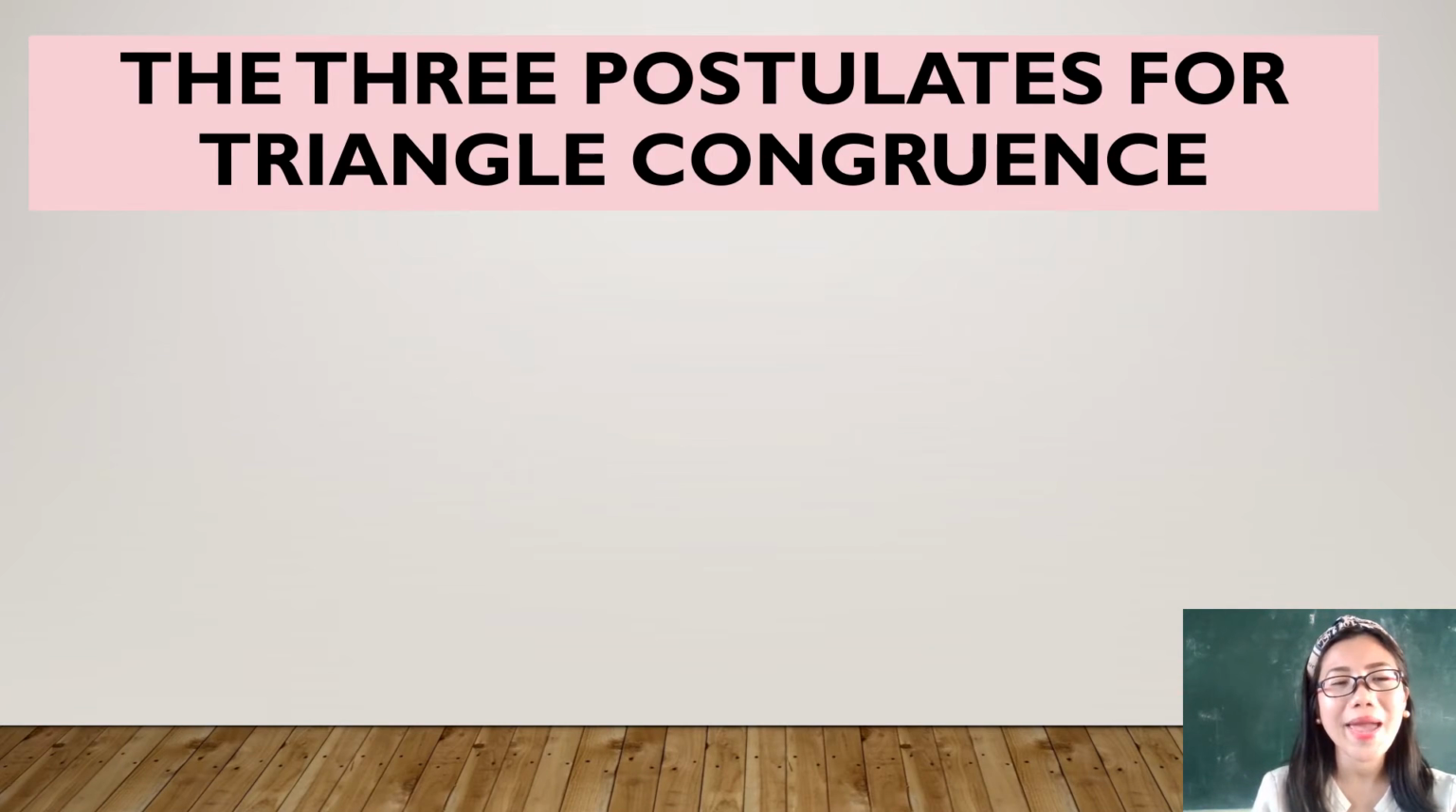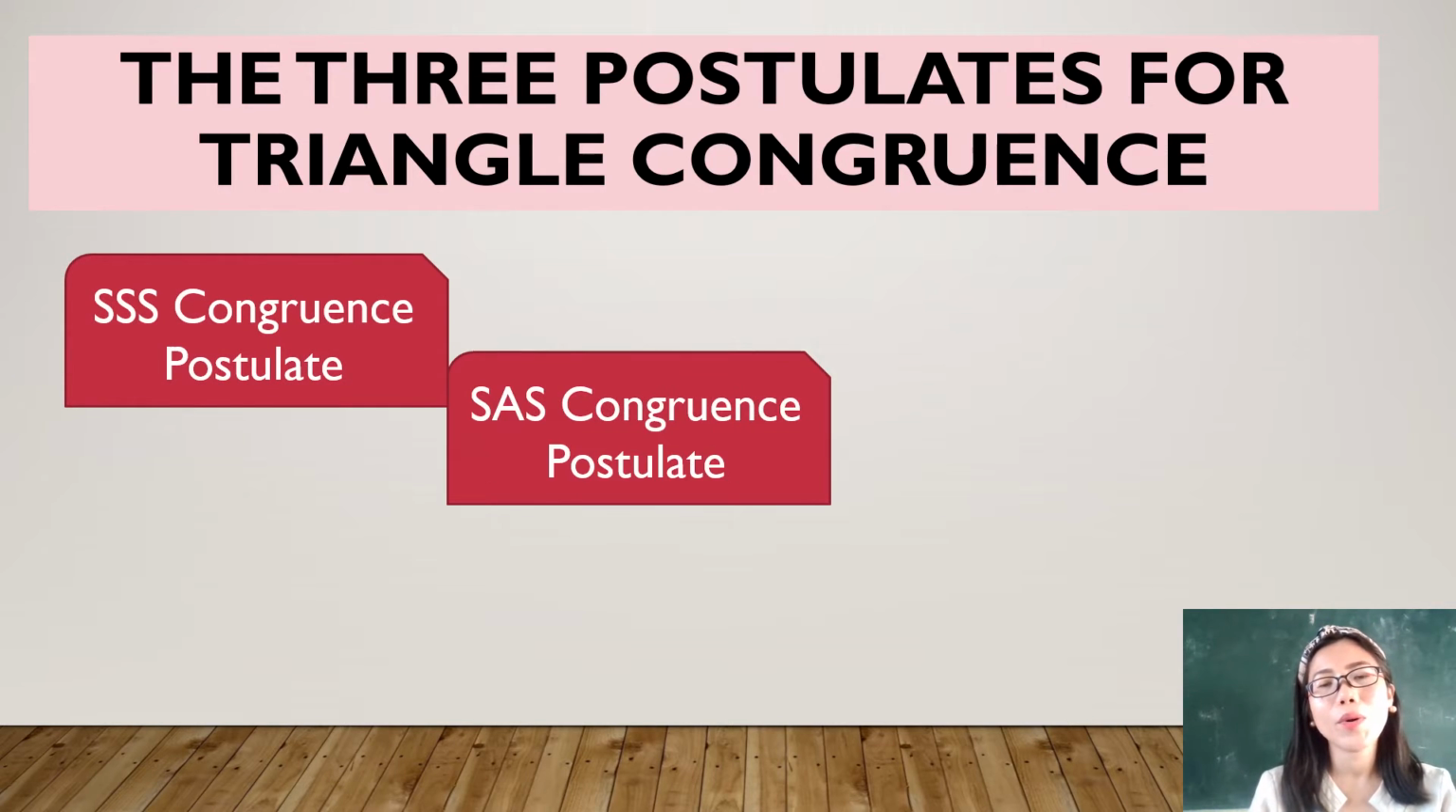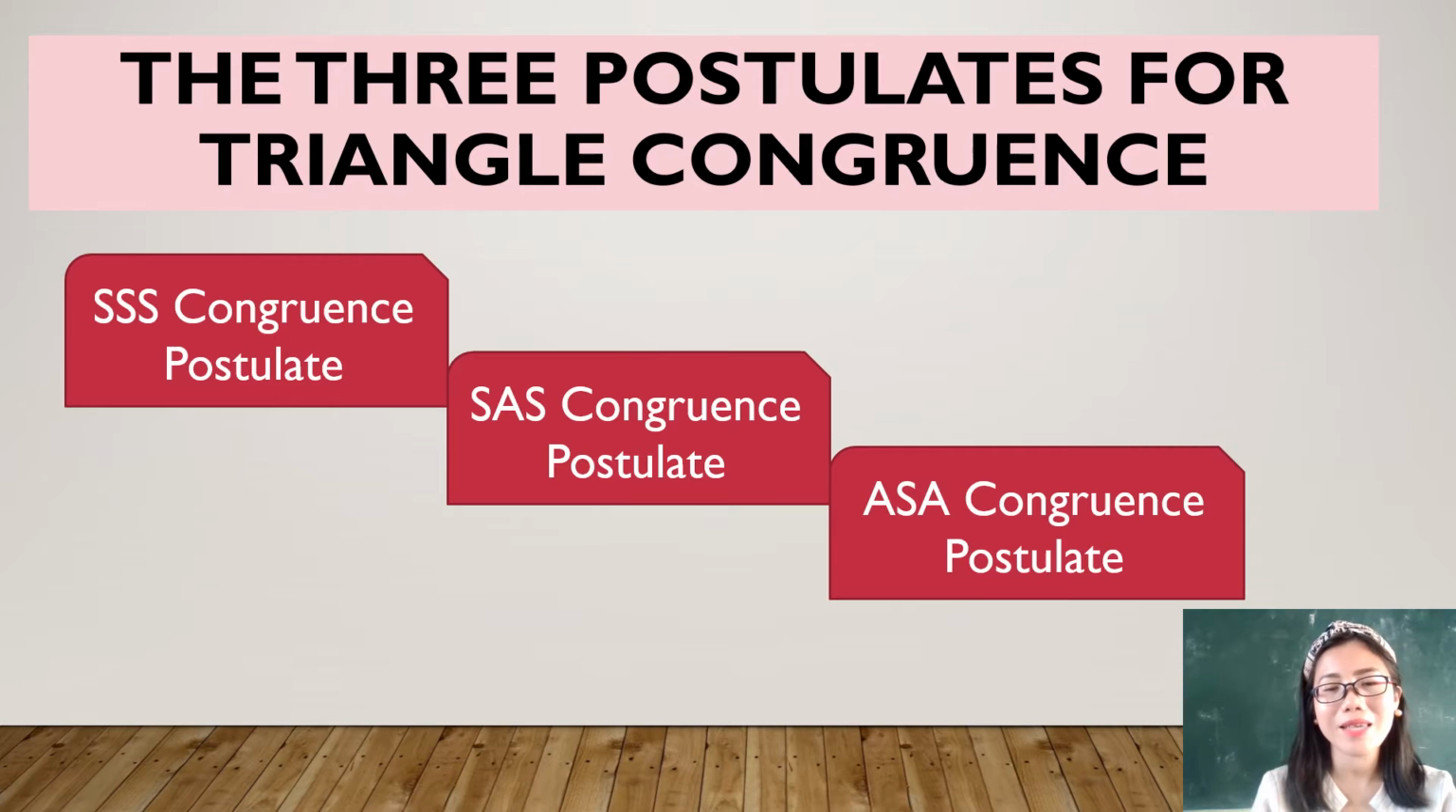Based on our definition, in order to show that two triangles are congruent, you need six congruent corresponding parts. It is indeed tasking and time-consuming. So there are easier and quicker ways to prove that two triangles are congruent. These are postulates. So I will give you three postulates here.